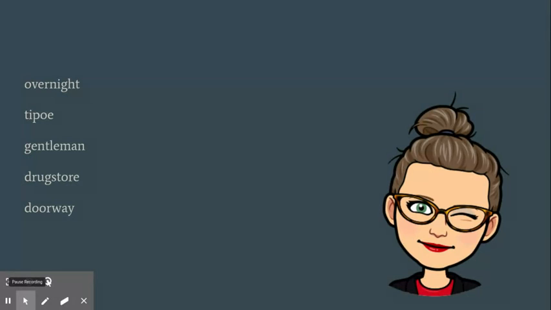A word made up of two smaller words is called a compound word. Think about the word backpack. Backpack is a pack you wear on your back, so it makes sense. Now let's look at the words on the board. Overnight, tiptoe, gentleman, drugstore, and doorway.